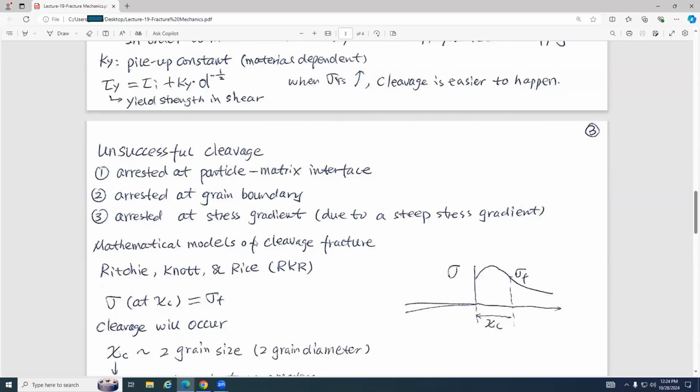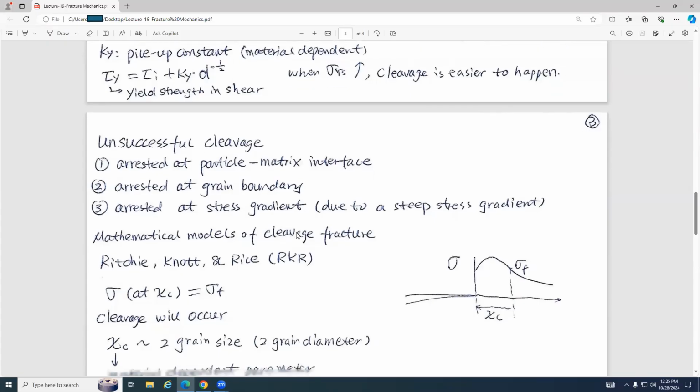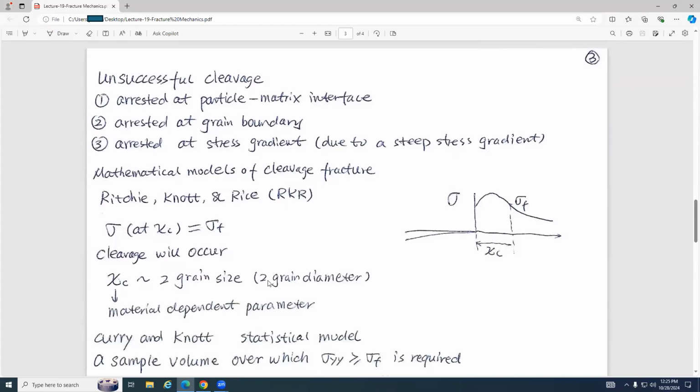The gradient usually we talk about the stress gradient. High stress gradient means that in the neighboring locations the stress changes very highly. So this is called high stress gradient. And there are several models here. First one, mathematical model of cleavage fracture.